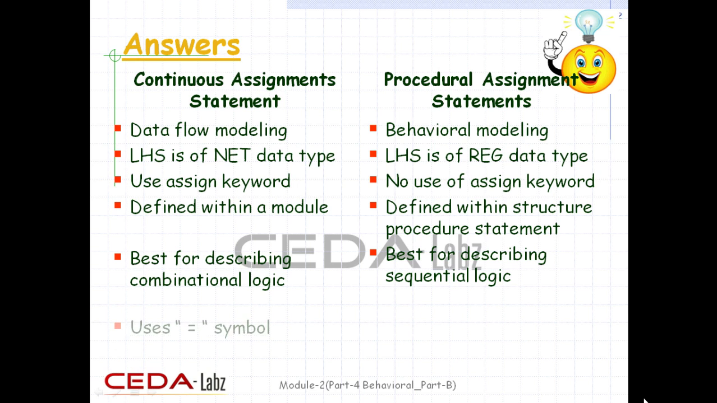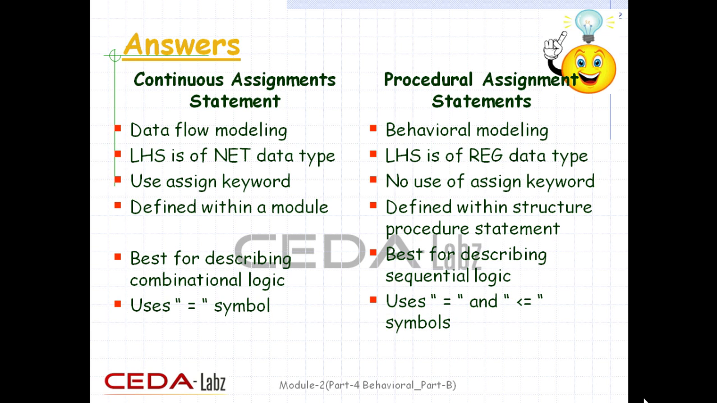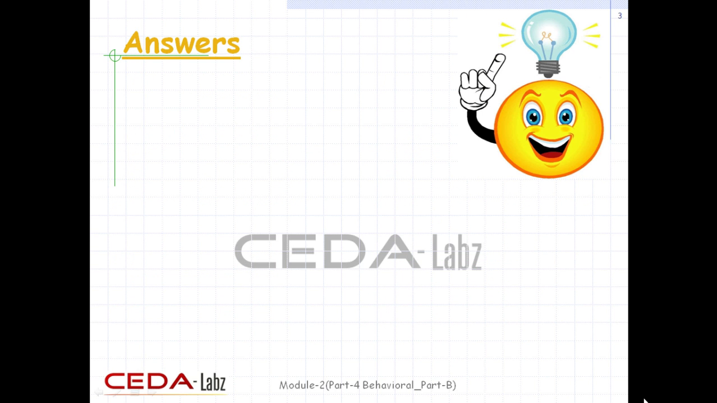The former uses only the equals-to assignment symbol between the left-hand side target and right-hand side expression, whereas the latter uses both the equals-to assignment sign and the less-than-equal-to assignment sign between the LHS target and RHS expression. We will be learning this last point in this tutorial as we move further.